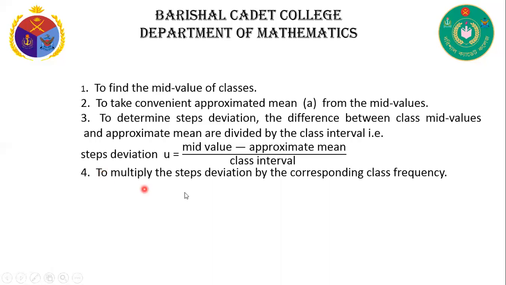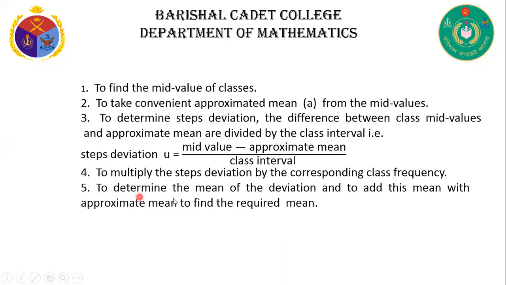Then number four, to multiply the step deviation by the corresponding class frequency. Number five, to determine the mean of the step deviations, and then add this mean to the approximate mean to find the required mean.